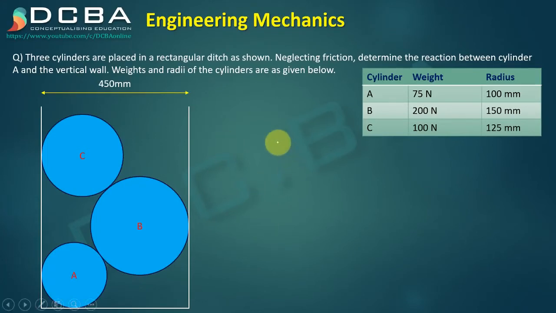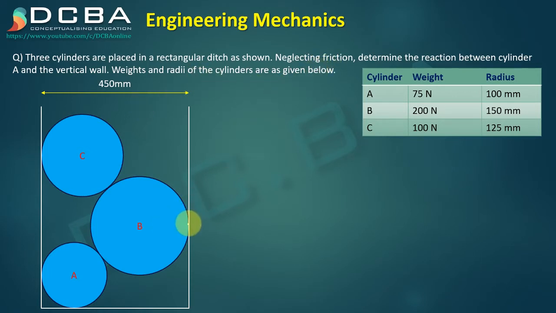So we'll be starting today with this lecture in which we'll be solving a numerical. These are three cylinders, and the weights of the cylinders are given as 75, 200 and 100 newtons, and the radii of the cylinders are given as A, B and C. They are placed in a rectangular container sort of thing. The width of the container is 450 mm.